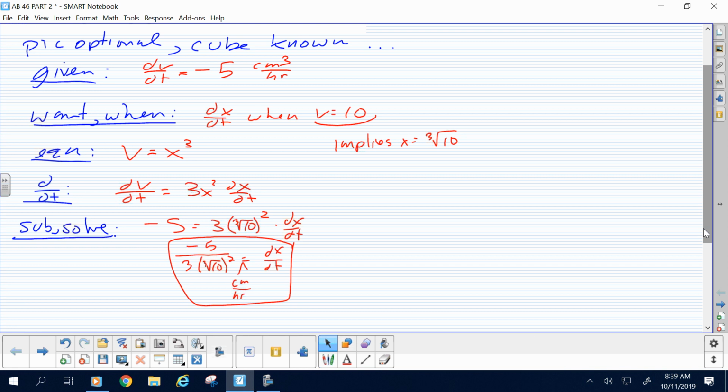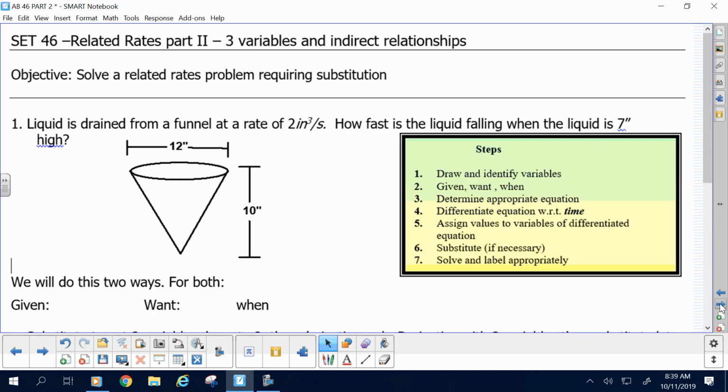Now, if that didn't go well, or if you had trouble with those in the homework, I have bad news, because it's about to get harder. So, here we go. Today, right now. Would you pick up part 2 of your related rates notes? It's titled Set 46 Related Rates 2.